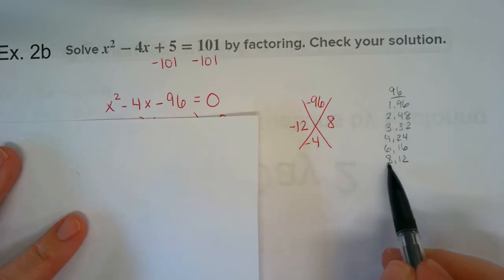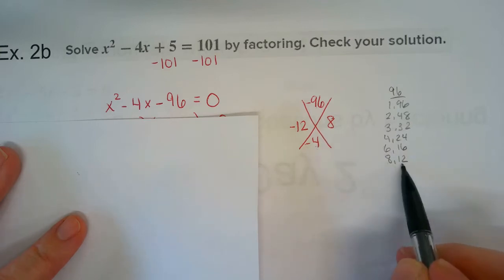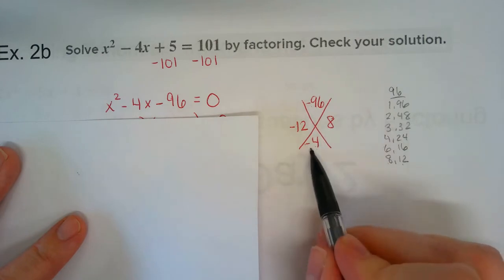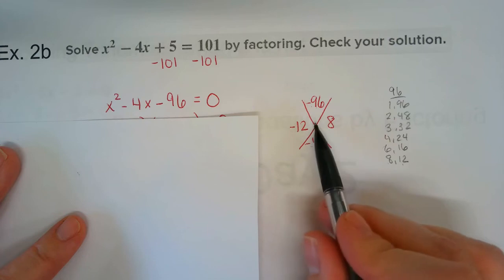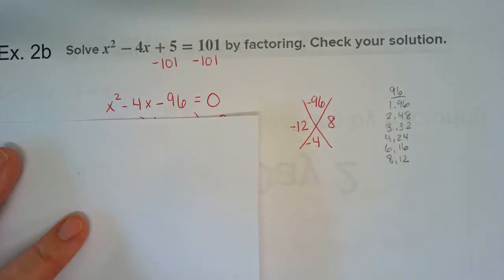Then I would figure out which set adds or subtracts to 4. That's why I used 8 and 12. I need it to multiply to a negative 96, but add to a negative 4. So anytime this bottom one is negative, that means one of these has to be negative. So my bigger number would have to be negative so that it would add to negative 4.